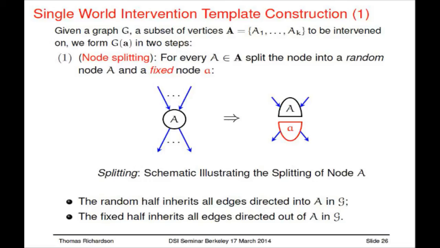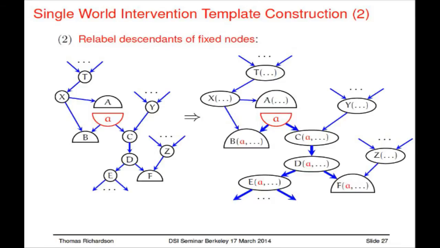So in general, if you come along to me with a graph and you say, I want to intervene on a subset of variables, we split all of those variables. To say that formally, when we do the split, there'll be a random half and a fixed half. The random half will get all the parents, all of the edges directed in, and the fixed part will get all the edges directed out. And then we do our relabeling, and the relabeling just percolates downwards.